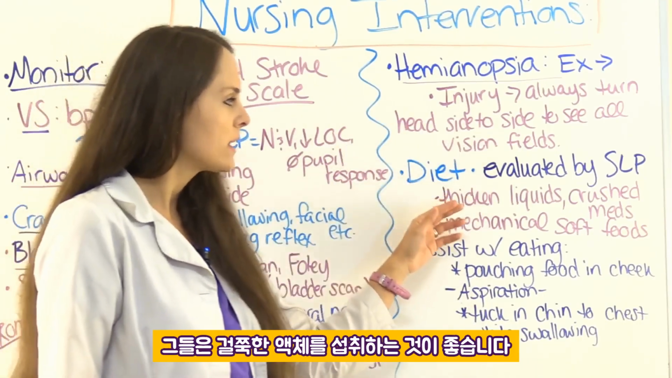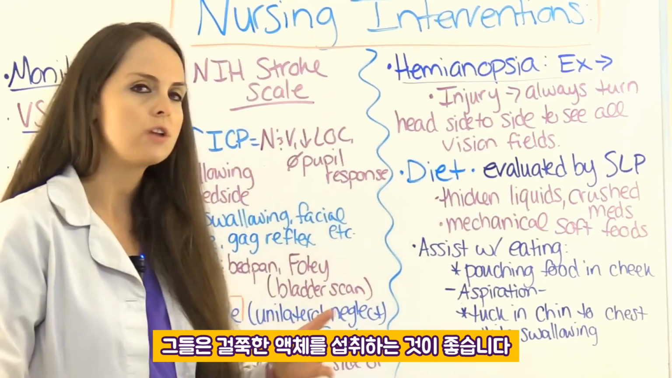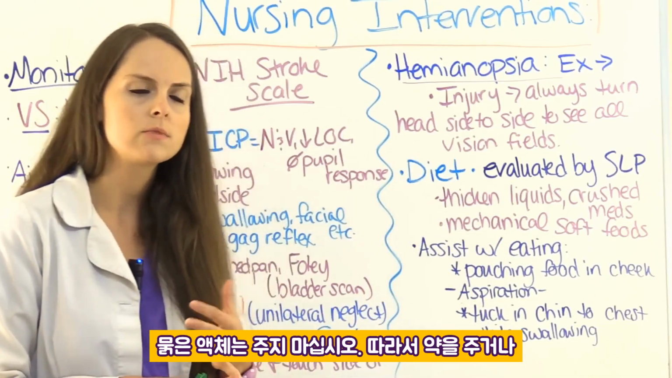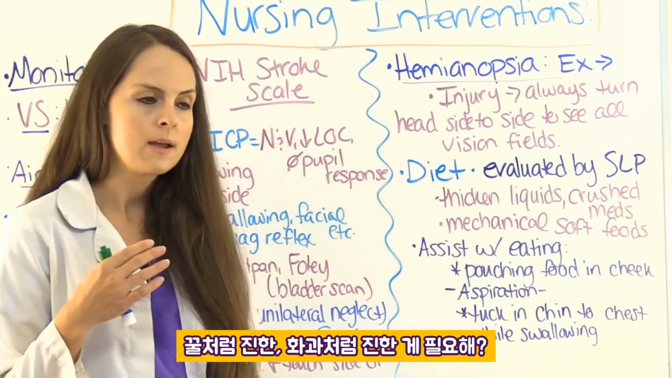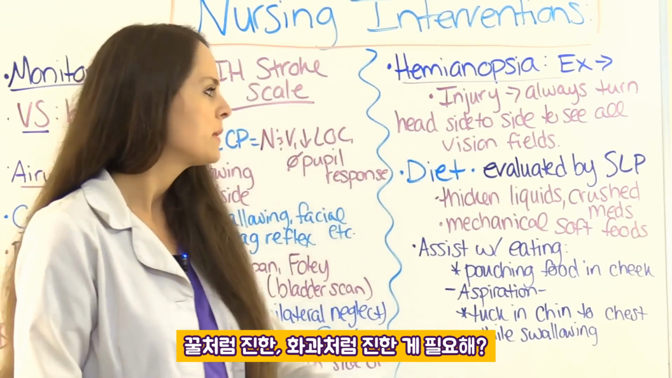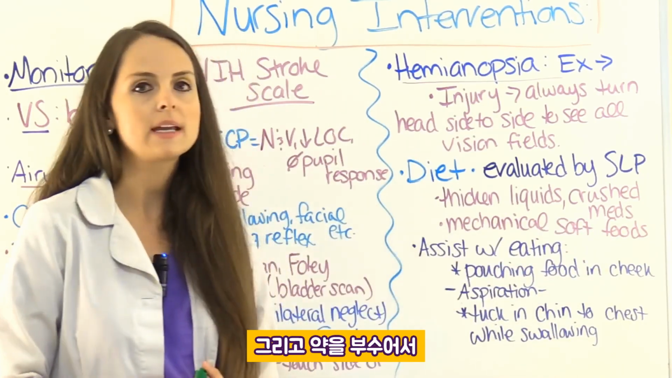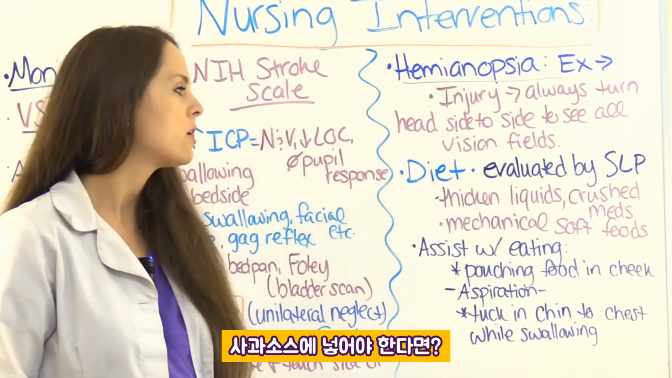A lot of times they're recommended to have thickened liquids, no thin liquids, so always remember this whenever giving medications or helping them with their food. Do they need honey thick, nectar thick? And if you're going to need to crush medications and put them in applesauce.